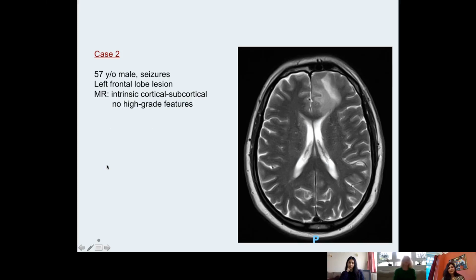And now let's move to case 2. You can already see that this is a very similar case. So again, we have a middle-aged man. Here is a 57-year-old man. He also presented with seizures, and was found to have a lesion of the left frontal lobe, which again on MR appeared to be located in the cortical and subcortical part of the frontal lobe. And again, there were no high-grade features.